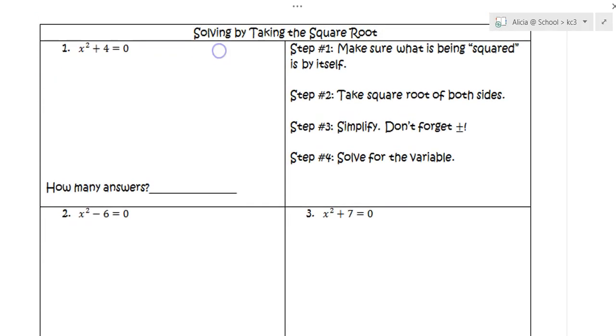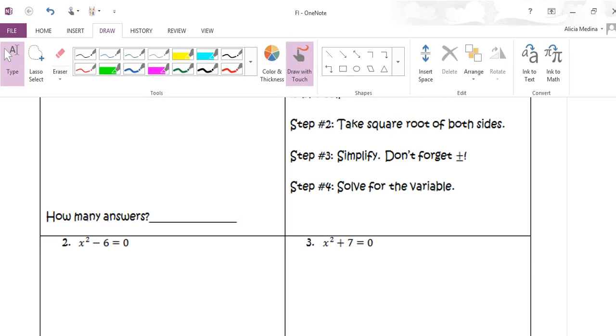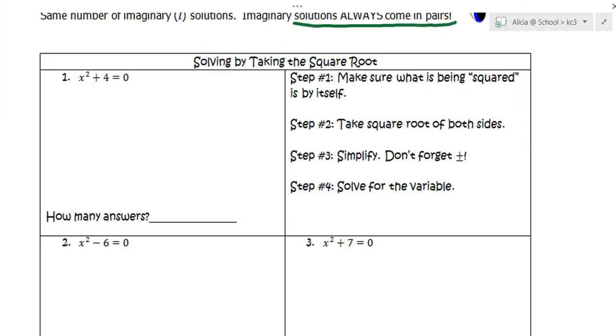So let's look at these first examples of what it looks like to actually solve these equations by taking the square root. All right, so I have x squared plus 4 equals 0. Step 1 is make sure what is being squared is by itself. So what's being squared is the x squared, right? It's not by itself, which means I have to move that positive 4 by doing the opposite operation, and I'm going to subtract 4 on each side. That's going to give me x squared equals negative 4.